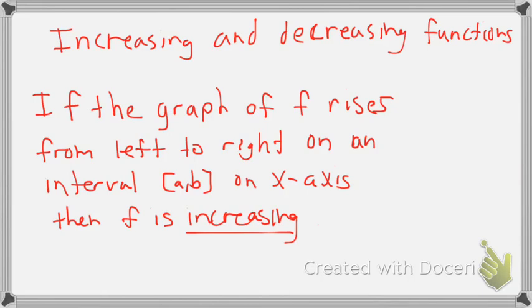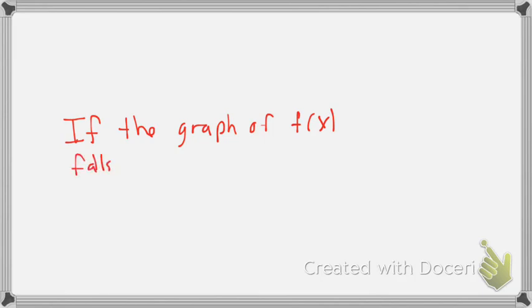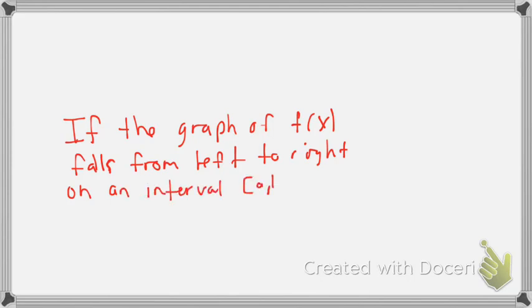Now, if the graph of f rises as you read it from left to right on an interval a, b on the x-axis, then f is increasing on that interval a, b. And if the graph of f of x falls from left to right on an interval a, b on the x-axis.